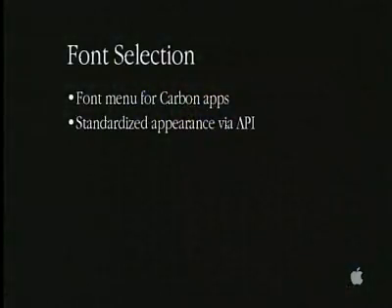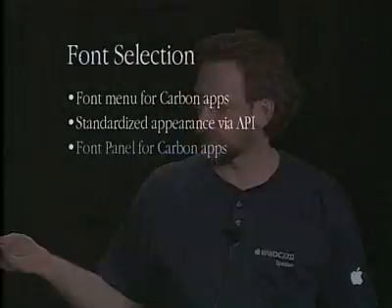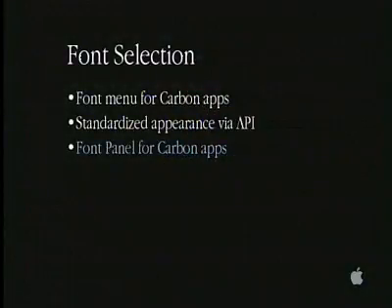Font selection. By now, probably most of you are familiar with the API for the standard Carbon font menu, which gives you an easy and uniform way of putting up a font menu for all your Carbon applications. For Jaguar, we plan to add an API to support the font panel that you've seen in Cocoa apps, which will allow you to have a uniform font selection across both Carbon and Cocoa applications, and we'll talk about that in a bit.